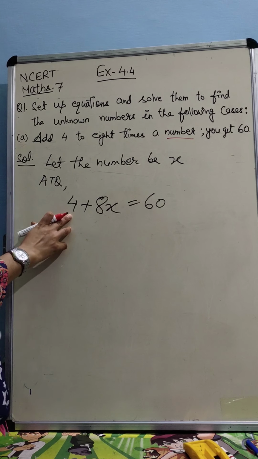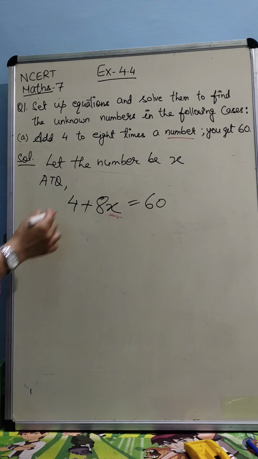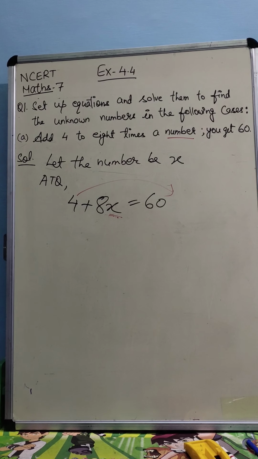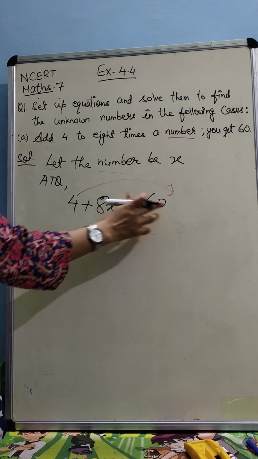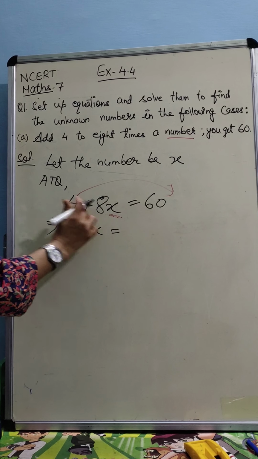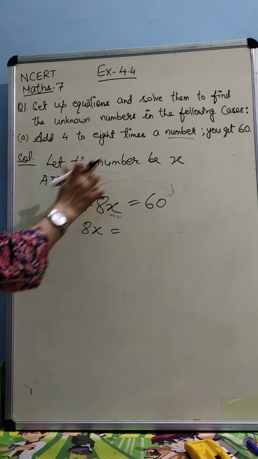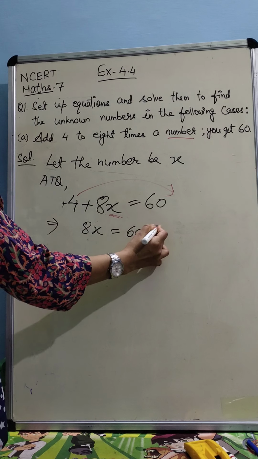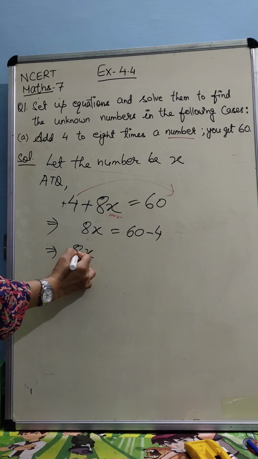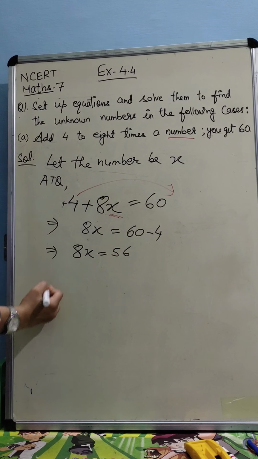See, 4 plus 8x. X is this unknown. So this 4 will be transposed to the RHS. So when this 4 will be transposed, what it will become? No sign is here, means it is having plus sign. So when it is transposed to the RHS, it will become minus 4. So 8x is equal to how much? 60 minus 4 is 56.